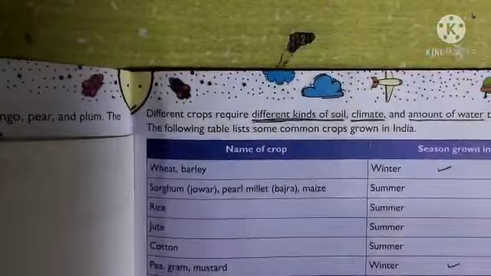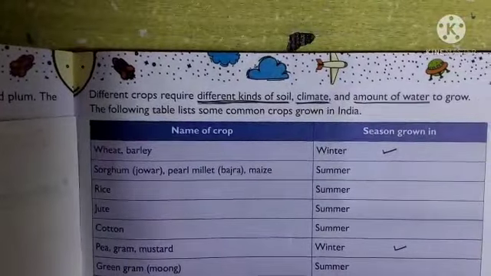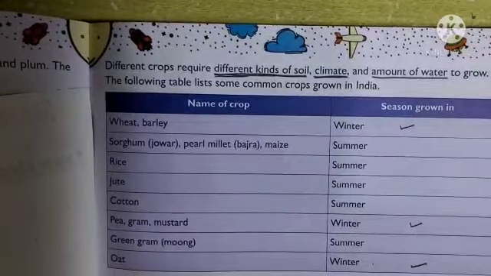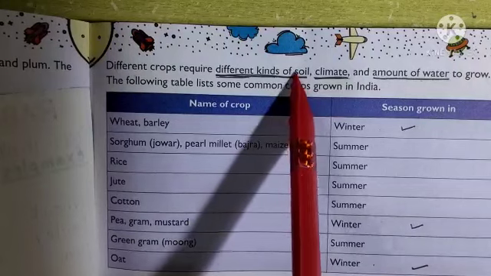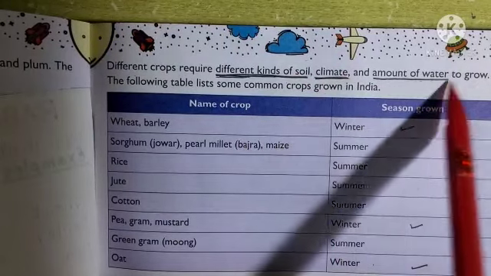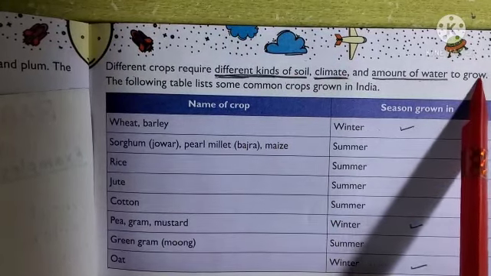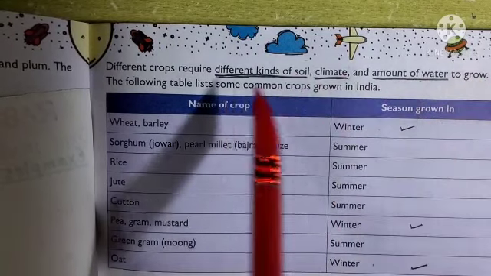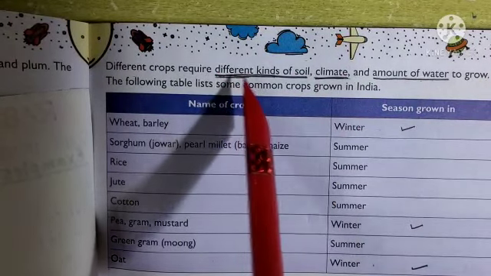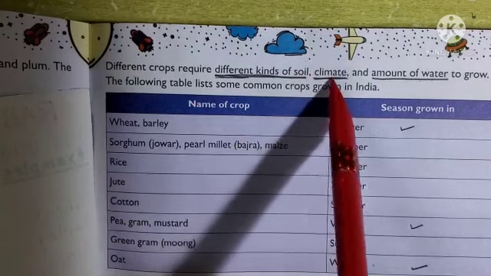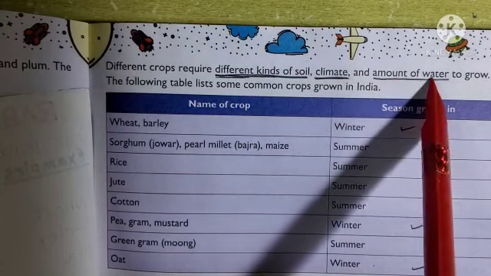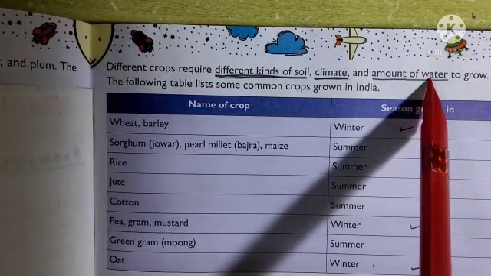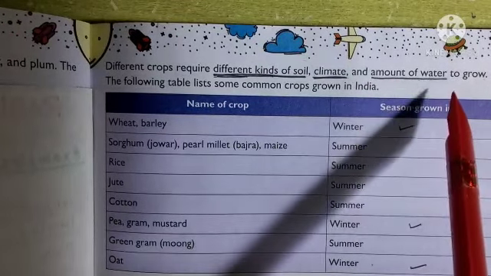Now girls, we are going to learn about the different types of crops grown in India. Different crops require different kinds of soil, climate and amount of water to grow. So depending on that, we need different kinds of soil, different climates like summer, winter, monsoon, and the amount of water. Some plants need a lot of water, some plants need a limited quantity of water.